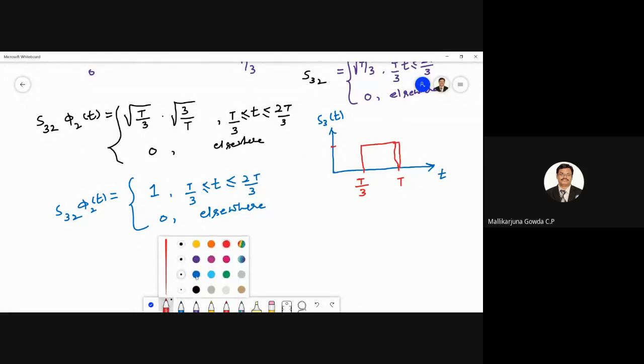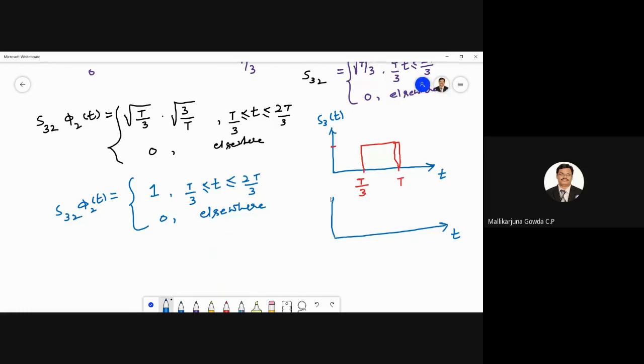Similarly, I can write this product S32 into pi 2 of t. S31 into pi 1 of t is 0, so I need not mention that. So it is S32 pi 2 of t. This exists from t by 3 to 2t by 3. If I take this as t by 3, then this is 2t by 3. Over this interval its value is 1, and this value is also 1.